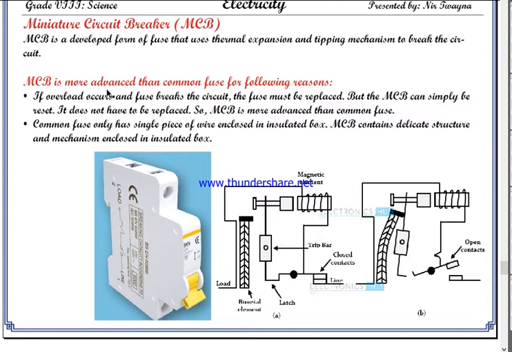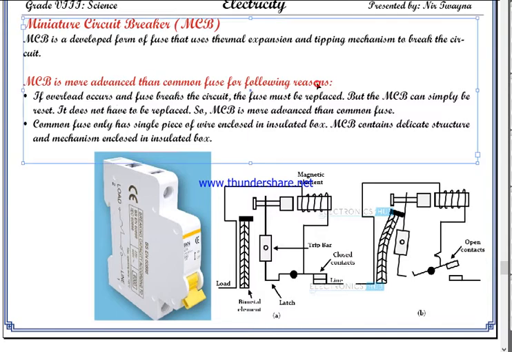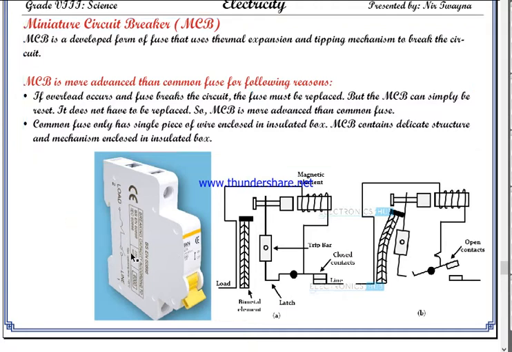Okay, MCB is more advanced than common fuse for the following reason. If overload occurs and fuse breaks the circuit, the fuse must be replaced, but the MCB can simply be reset. It does not have to be replaced. So MCB is more advanced than common fuse. If overloading happens in your house and the switch lever comes down, then you can simply pull it up. When you pull it up, the circuit resumes. As simple as that.